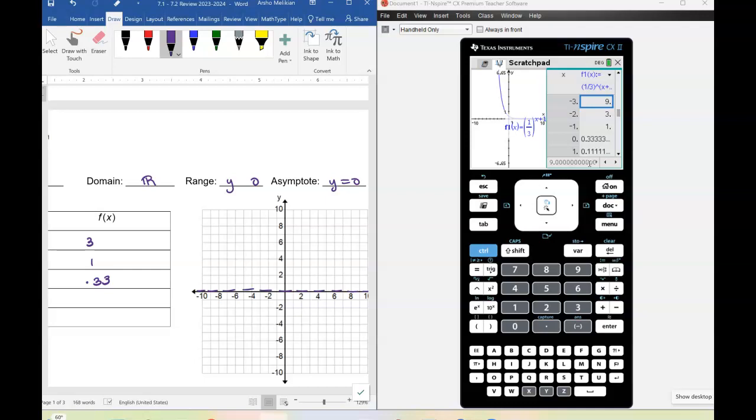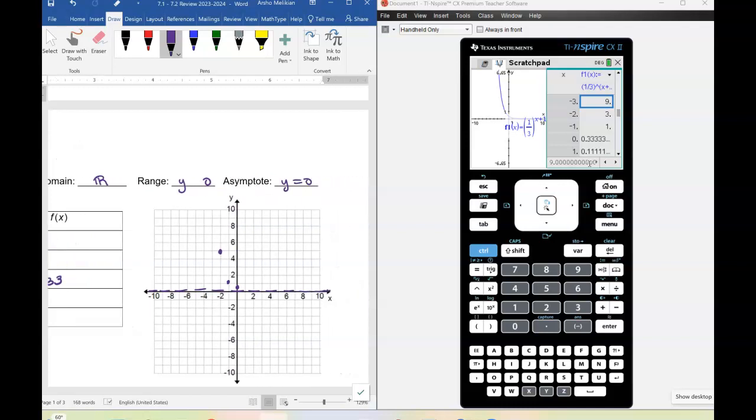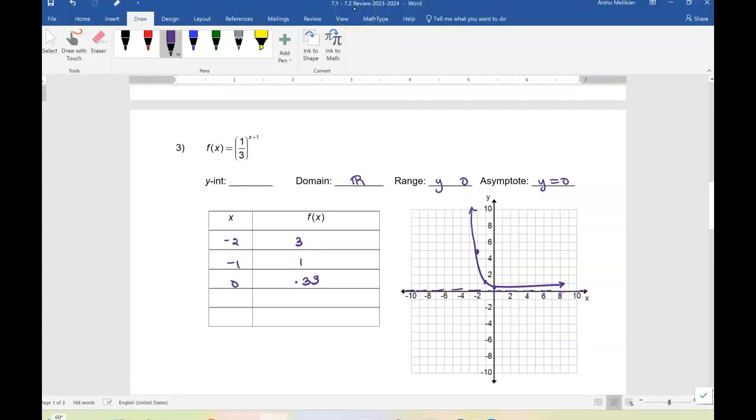We don't have to do it. At -1, we're at 1. And then at 0, it's 0.33. You need to show me the y-intercept. I don't care how ugly or pretty it looks. You have to show me. Okay, so there we go. You can put arrows or you don't have to put arrows. It's up to you. Okay, any questions on how to graph these?